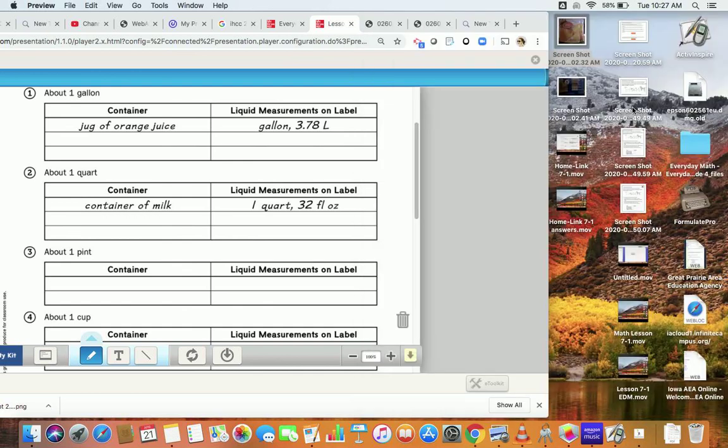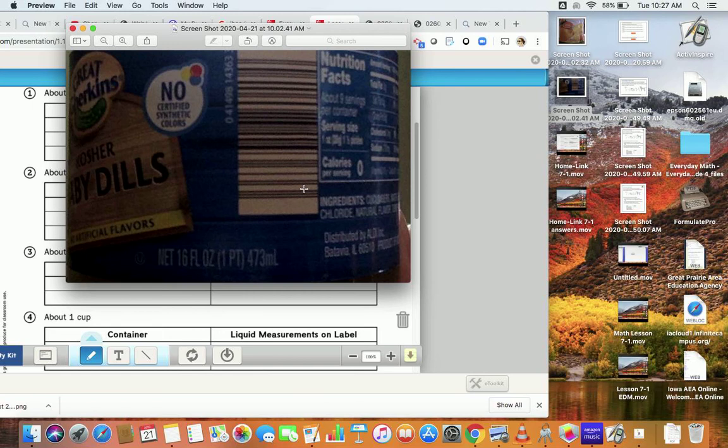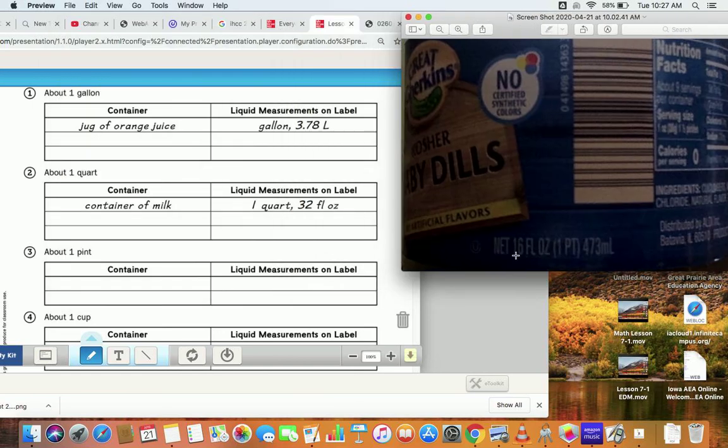Okay, so that's one. And another one is the pickles. So these are baby dills. So this would go in the pint. PT is an abbreviation for pint. So I would put baby dills and then 1 pint, 16 fluid ounces, or 16 fluid ounces, 1 pint. And again, you can put the milliliters in there if you would like.